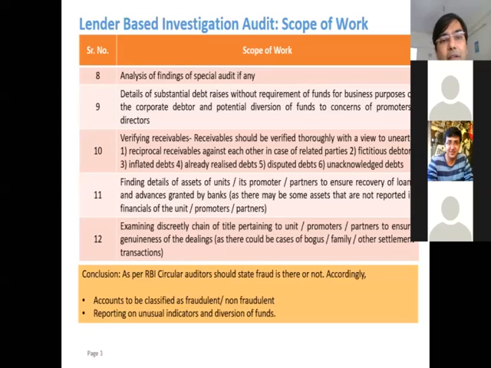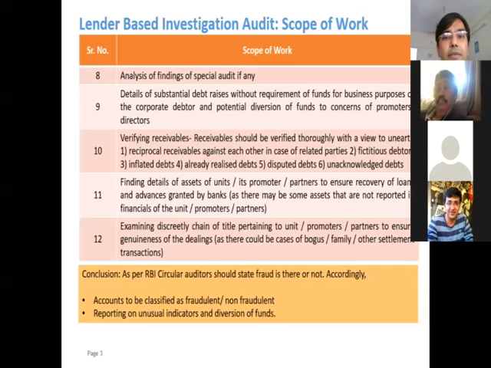And we have another area, like details of substantial debt if it is being raised, and the reason for raising it, if it is not required for the business, making the business model itself unviable. Verifying the receivables: so many times we have come across receivables that are from related parties or even employees, or from mock parties who don't actually exist.